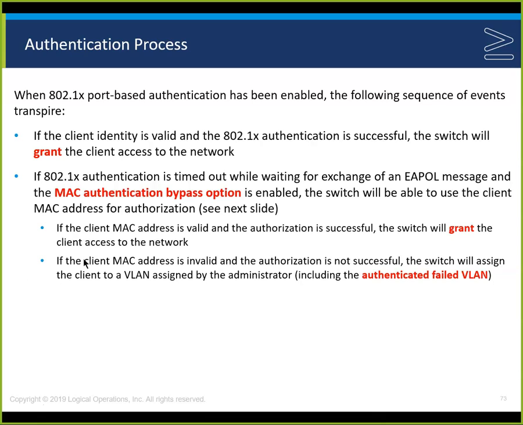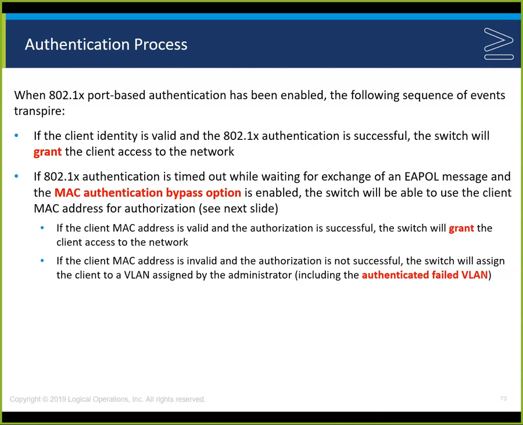The switch will grant the client access, and this is MAC authentication bypass, which says, okay, if it's the correct MAC address, go ahead and authenticate it, let them in. If it's invalid and the authorization is not successful, the switch will assign the client to a VLAN assigned by the administrator, including the authentication failed VLAN. Two different things are happening here. One is the authentication timed out waiting for the exchange of the messages, and the other is we missed it. We don't know our user.